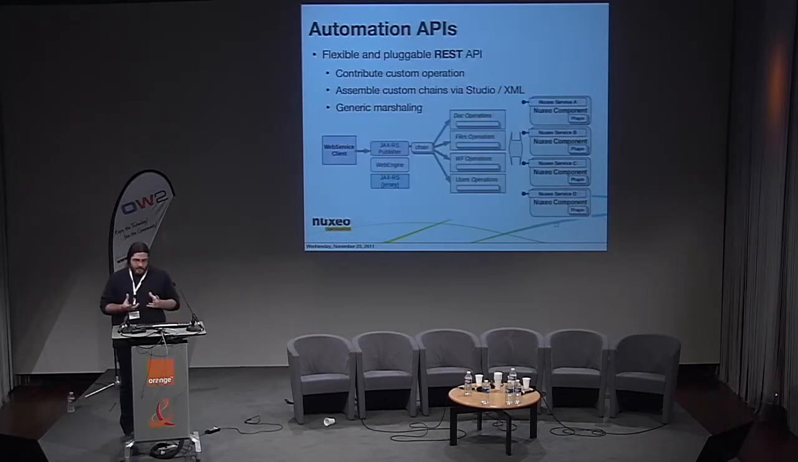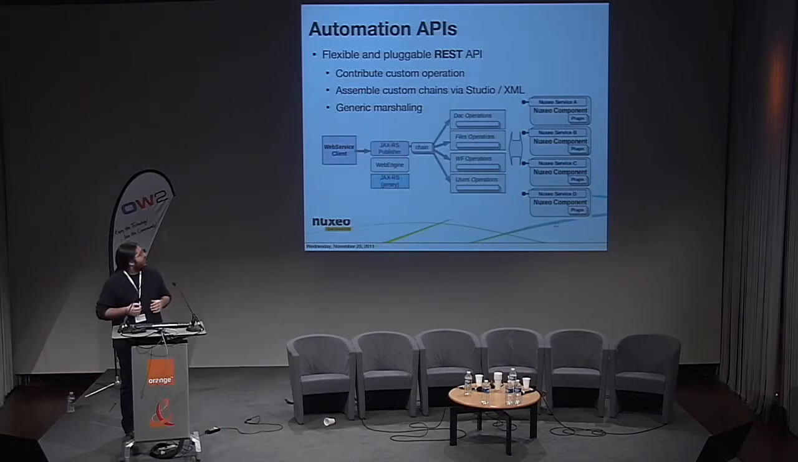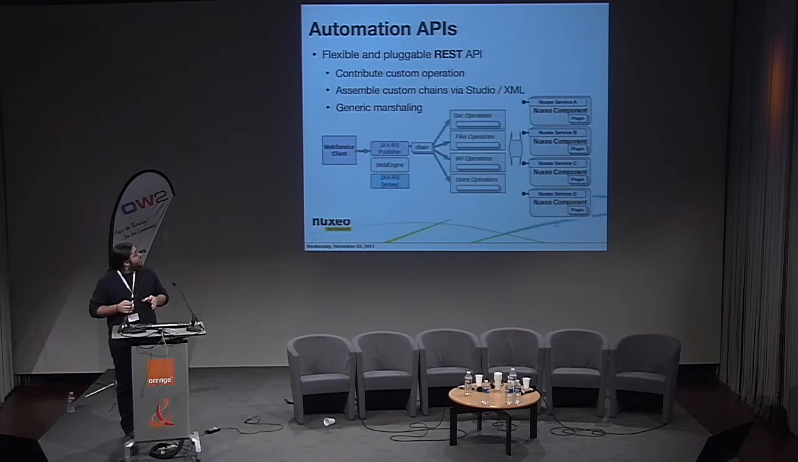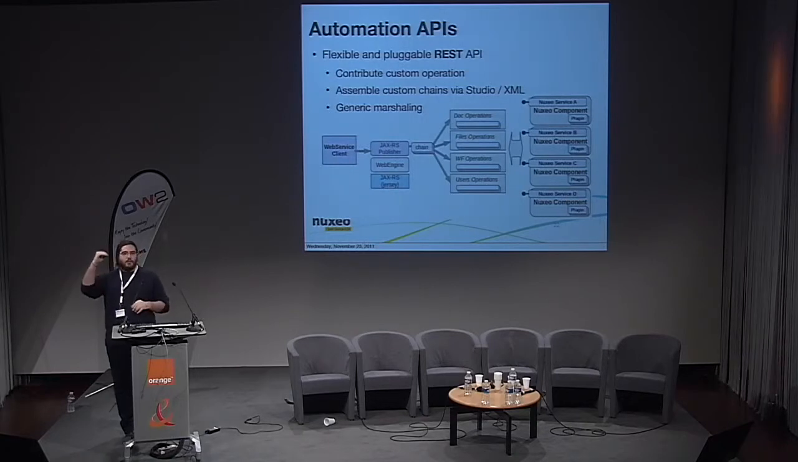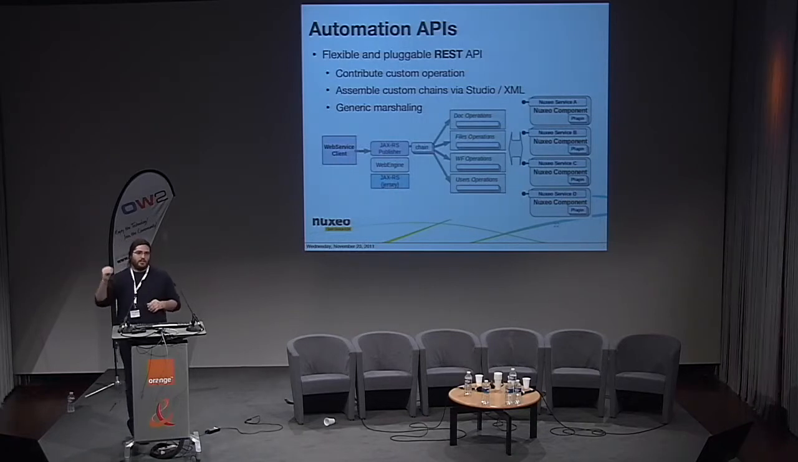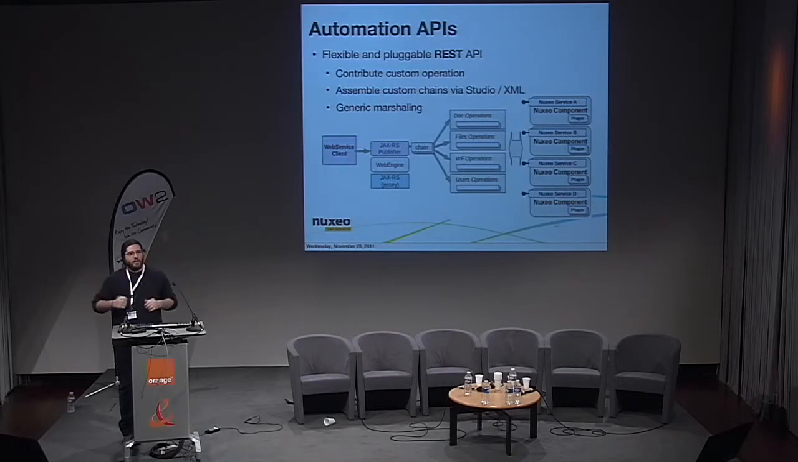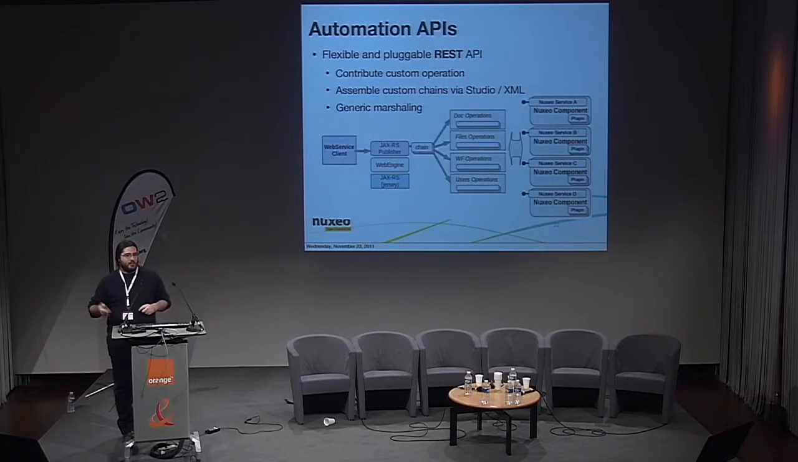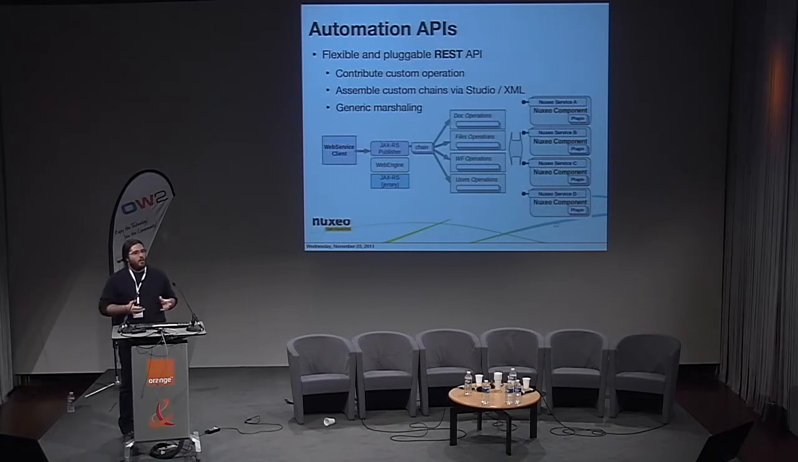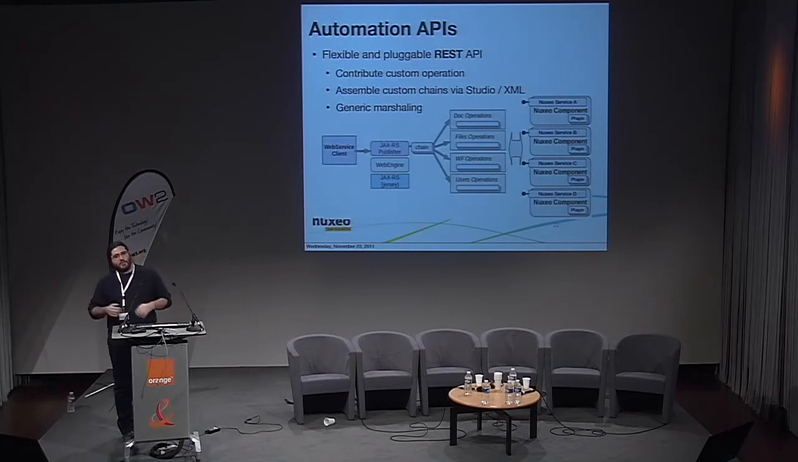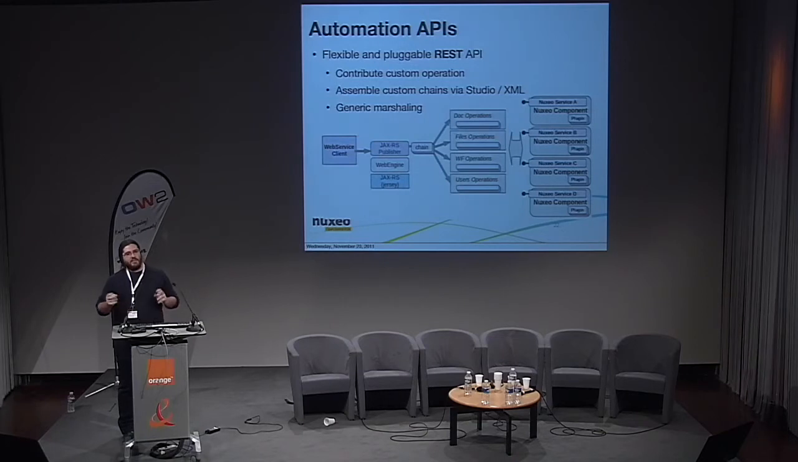And then there's something that we've developed because we wanted to have something easier, a bit more high level than all the REST API. So we have the automation API. Basically, an automation chain is a set of small operations, small units of business code that you can chain to each other, and then call using the REST API or using Nuxeo Studio, which is sort of a web IDE to configure Nuxeo.